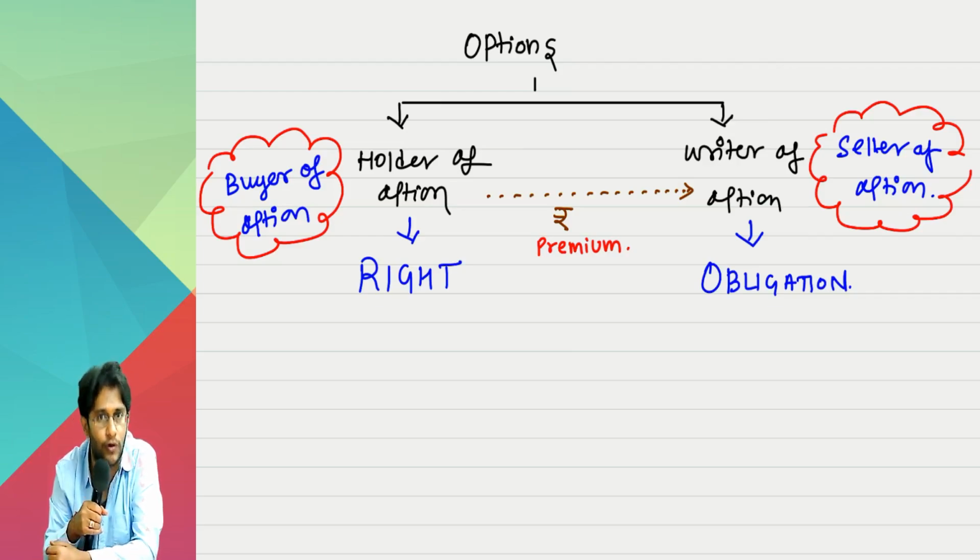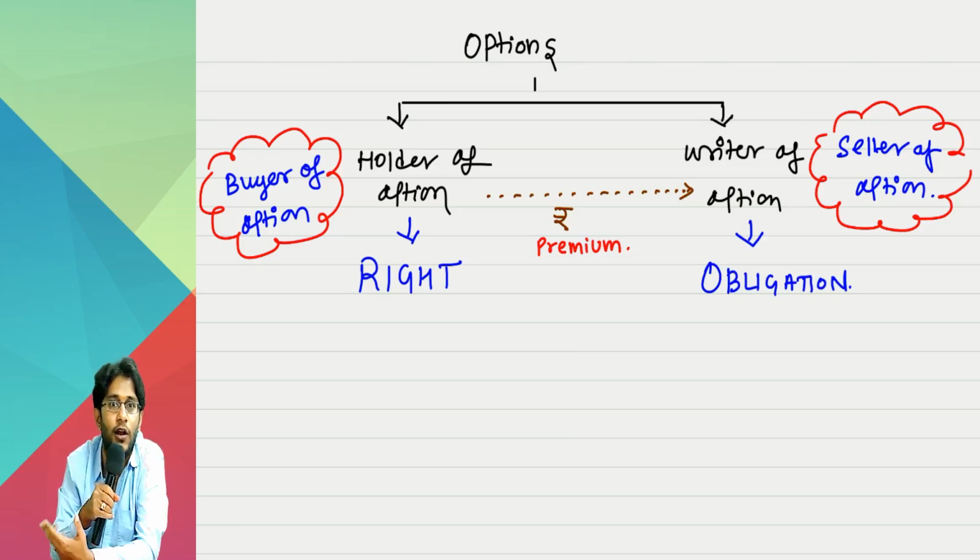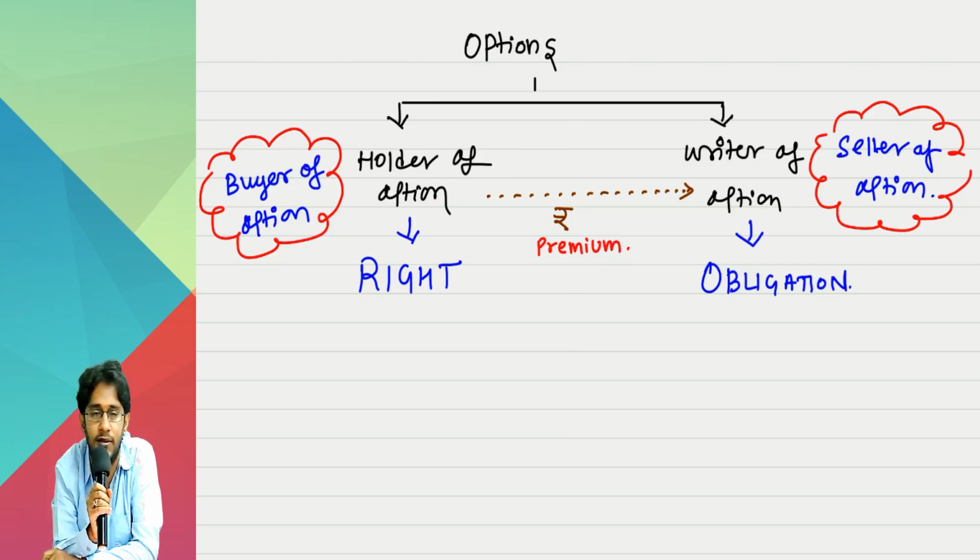If I should confuse you more, buyer of option is also called as having a long position. The word long is always associated with buy positions. Short is associated with sell positions.